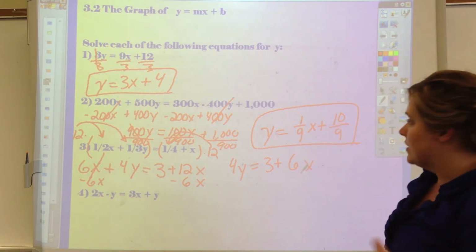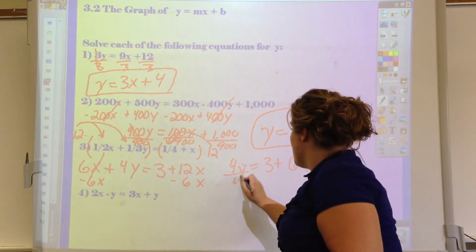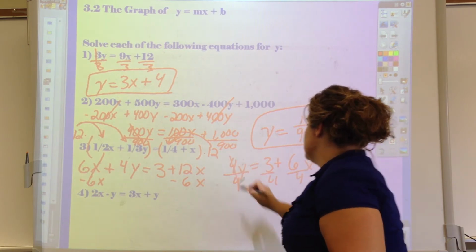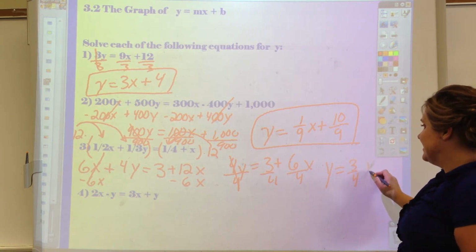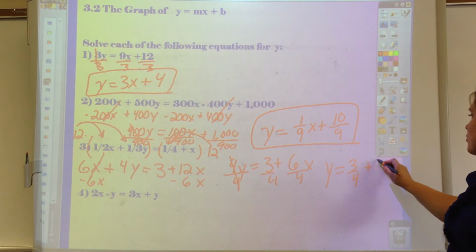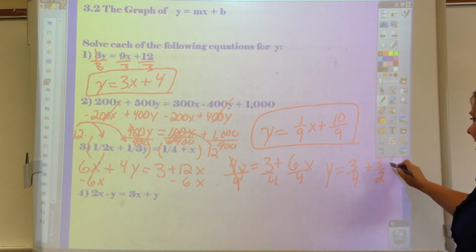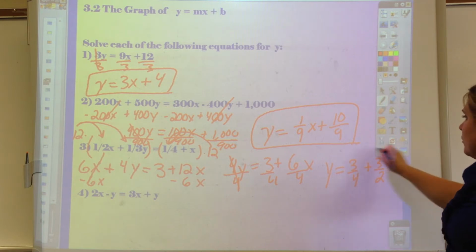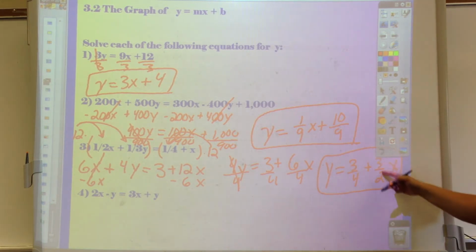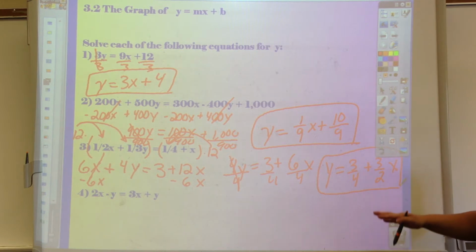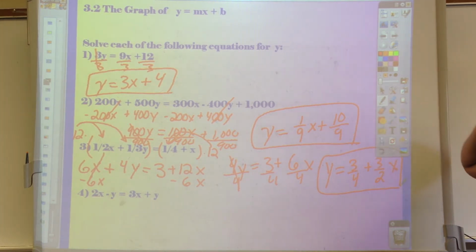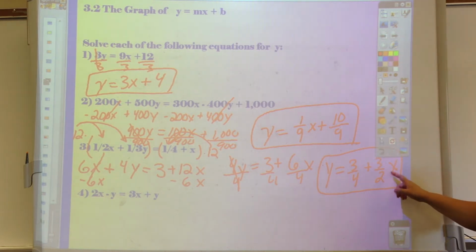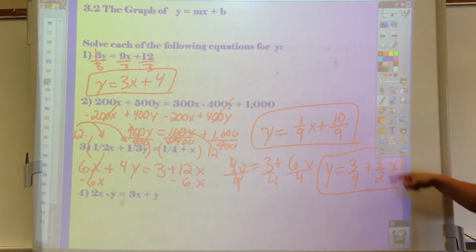To get it in the final step, I need to divide both sides by 4 and simplify. Now I have y equals 3/4 plus 6/4, or 3 halves x, or 1.5x. When you go to graph, it's nicer to put these improper fractions into mixed numbers. For your y-intercept, it's easier if your improper fractions are mixed numbers. On your slope, just so I'm clear, you always want to leave that as a fraction.